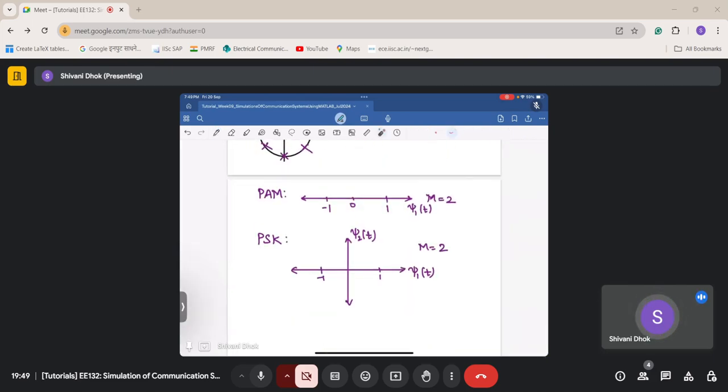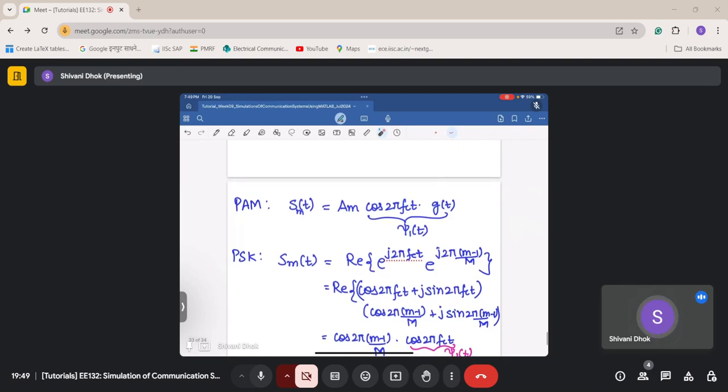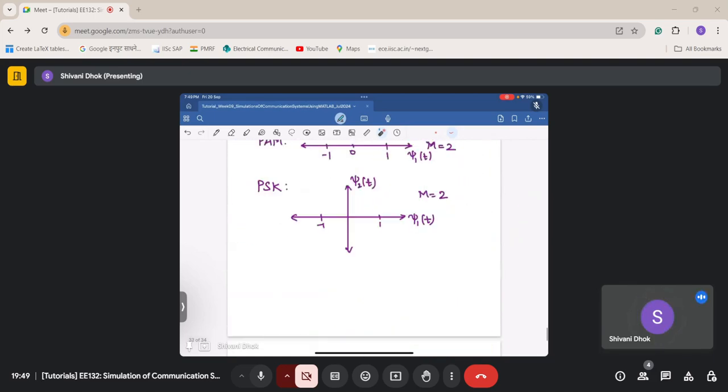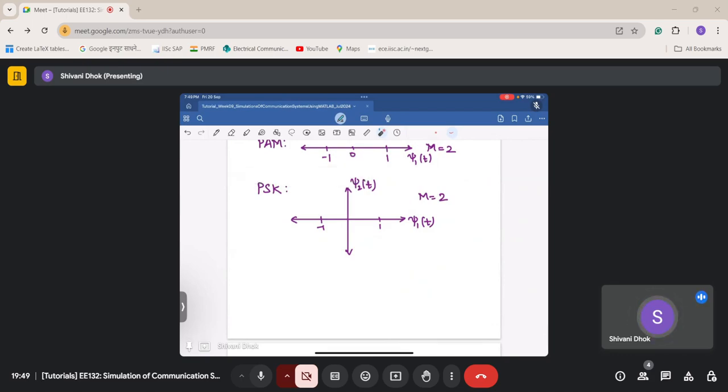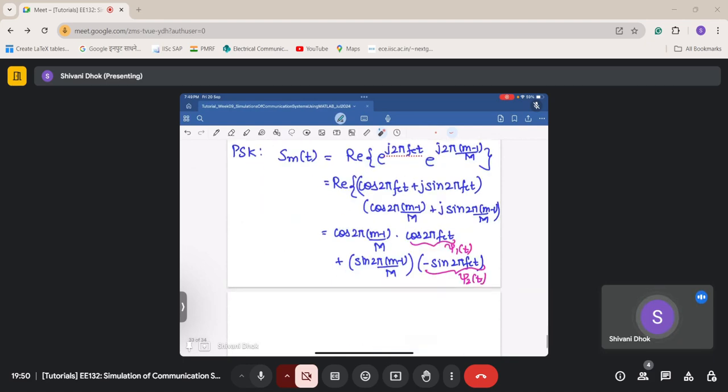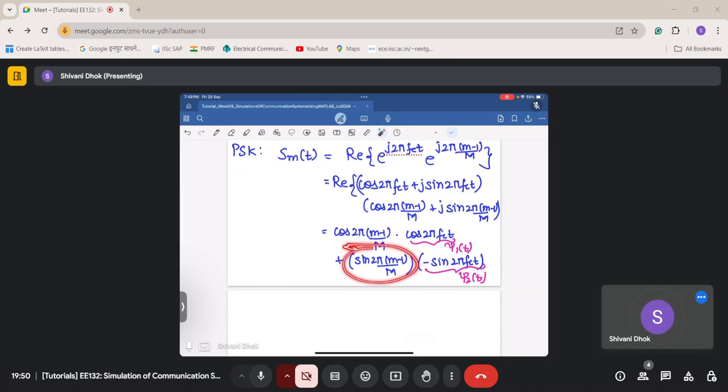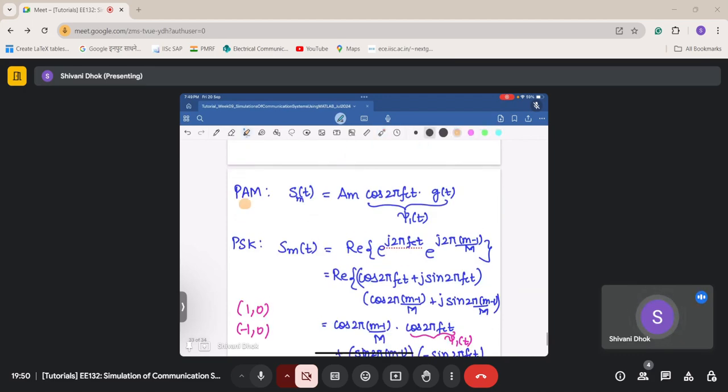That's why I have drawn psi 1 of t and psi 2 of t for PSK. In principle, when you're practically transmitting, you're transmitting the same thing. However, fundamentally, pulse amplitude modulation requires only one basis to represent it, whereas phase shift keying requires two bases. When implementing PSK with m equal to 2, the sine component will be 0. So you will be transmitting coefficients like 1, 0 and minus 1, 0 for your MPSK. However, for your PAM signal, you will be transmitting 1 or minus 1.